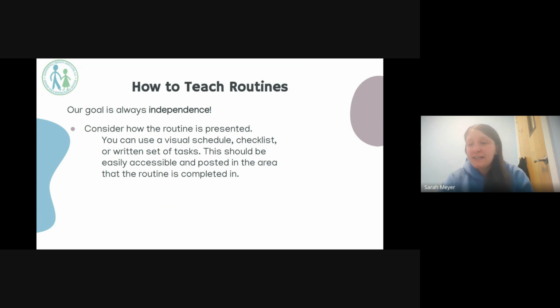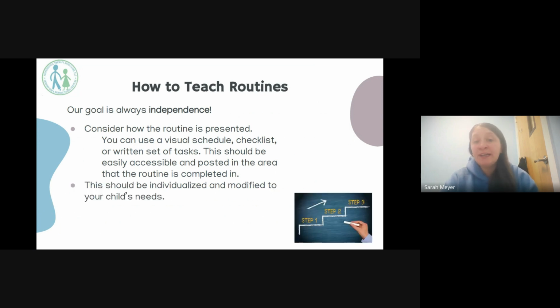For a lot of kids, adolescents, teenagers, adults, we can utilize either a visual schedule, a checklist, or a written set of tasks. This should be easily accessible and posted in the area that the routine is most often completed in. And it should be individualized and modified to meet your child's needs. So again, maybe your oldest child can independently complete 5 steps of their morning routine, while their youngest can really realistically only complete 2 to 3. So make sure that it is individualized and again, meeting your child where they're at.